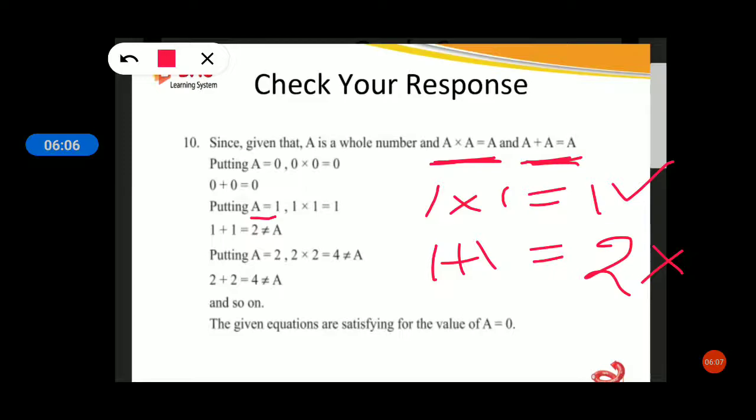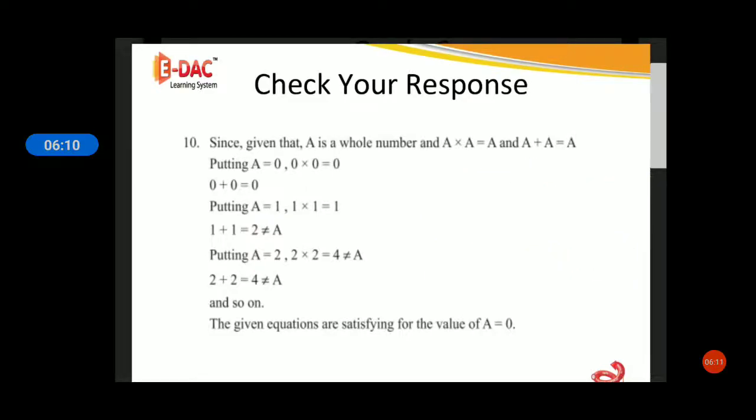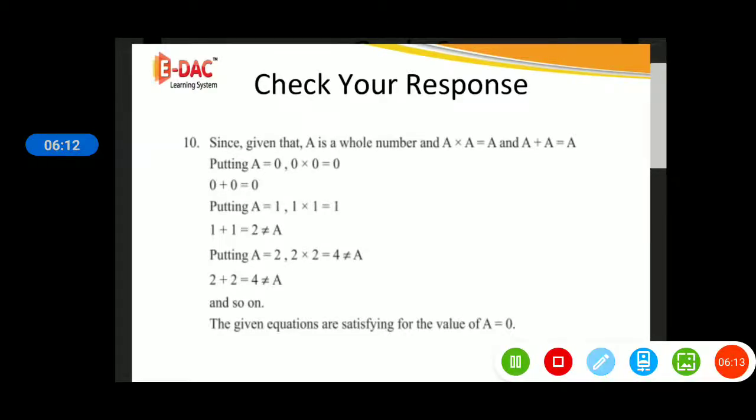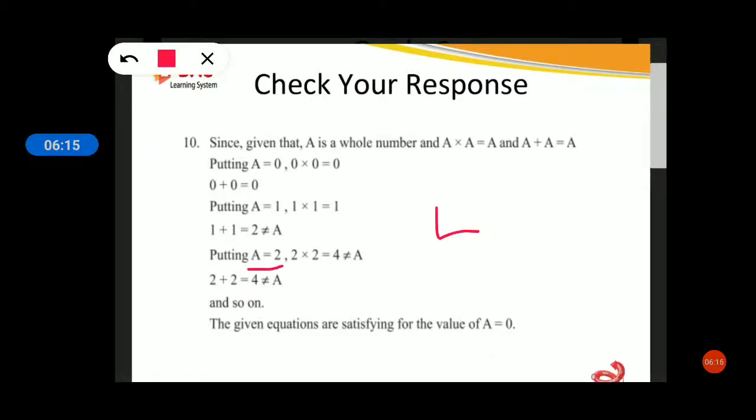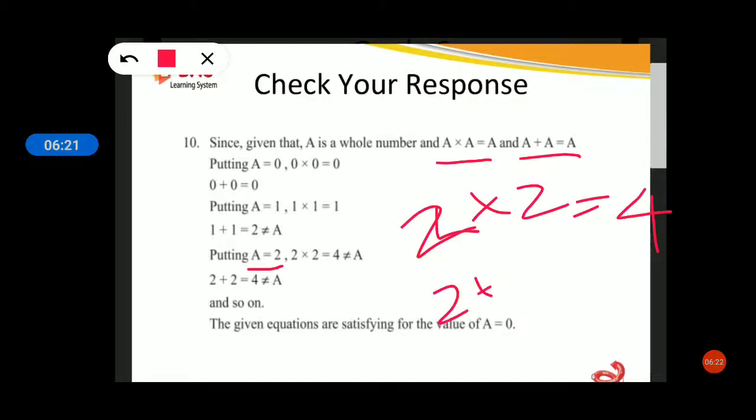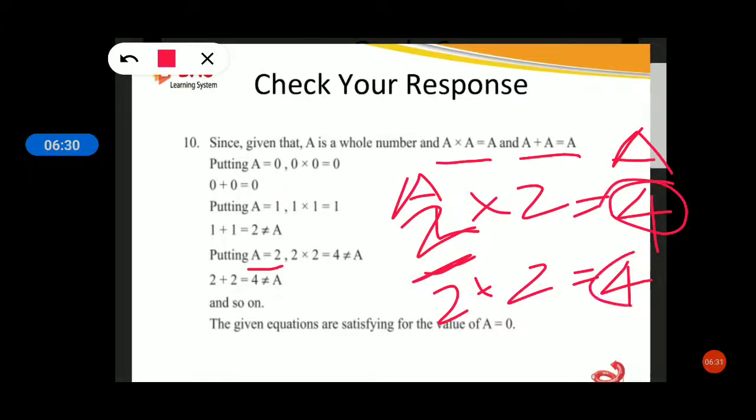Understood, students? Now put a is equal to 2. Whether we are getting the same answer? That is, a is equal to 2: 2 into 2 is 4. Apply in this also: 2 plus 2 is 4. The answer is not the same. Here a is 2, so what do we need to get? Here also we need to get a. We are not getting a here, we are getting some other number. So it is not satisfied.